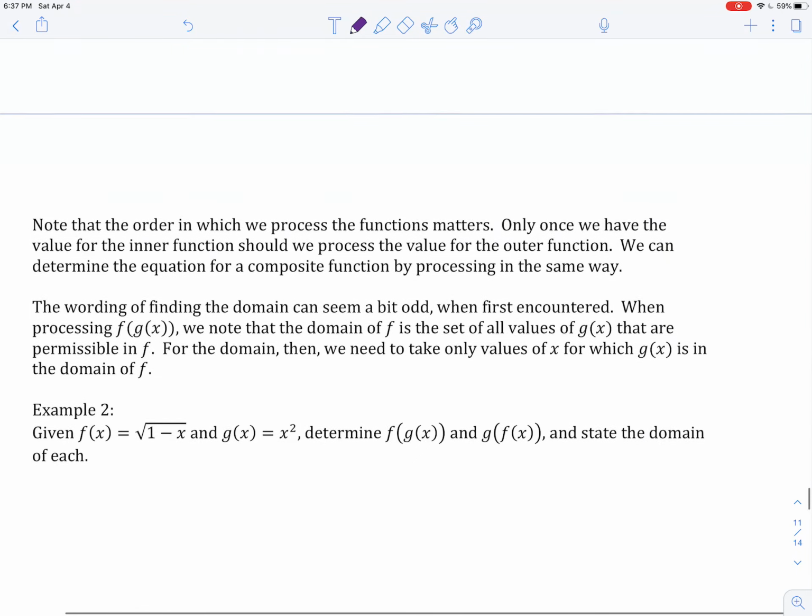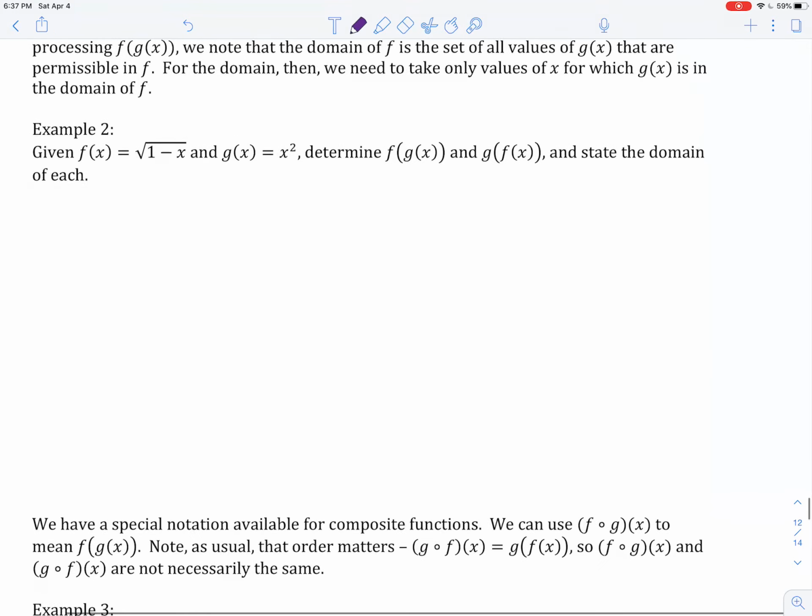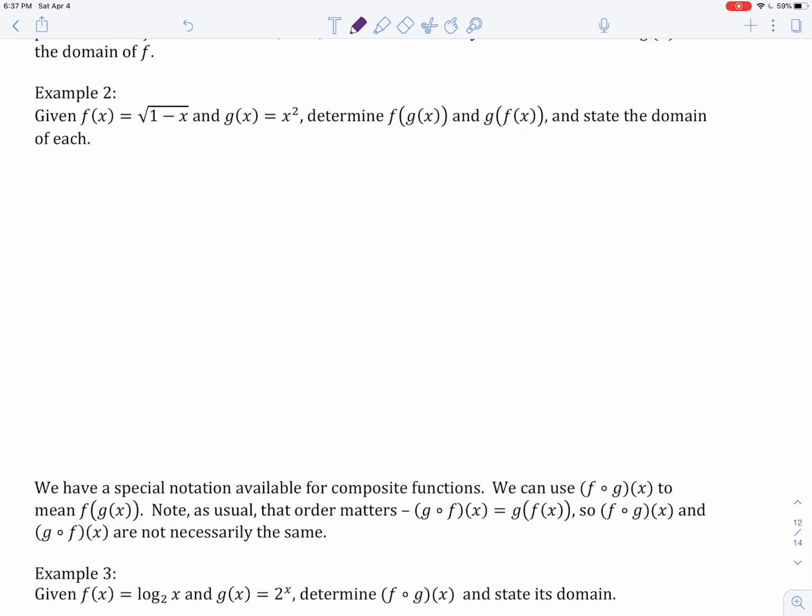Over here, we're going to look at just getting equations for composite functions. Now the order does matter. Here we've got f of g of x, here we've got g of f of x. They are two different things. Order matters.